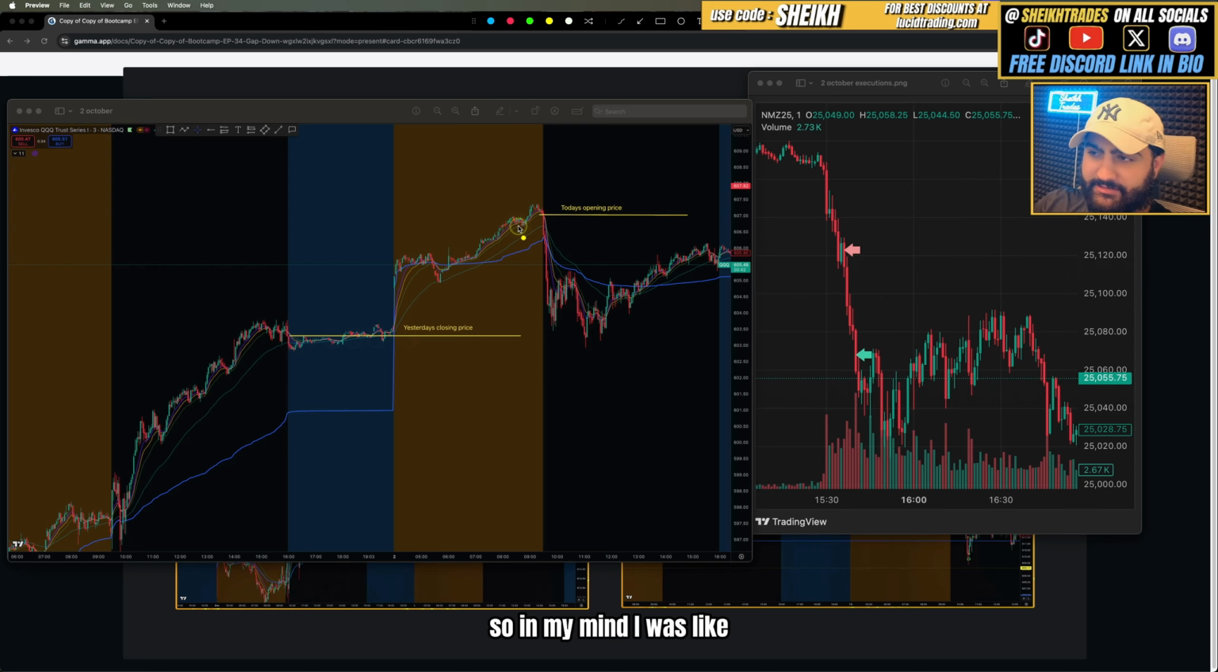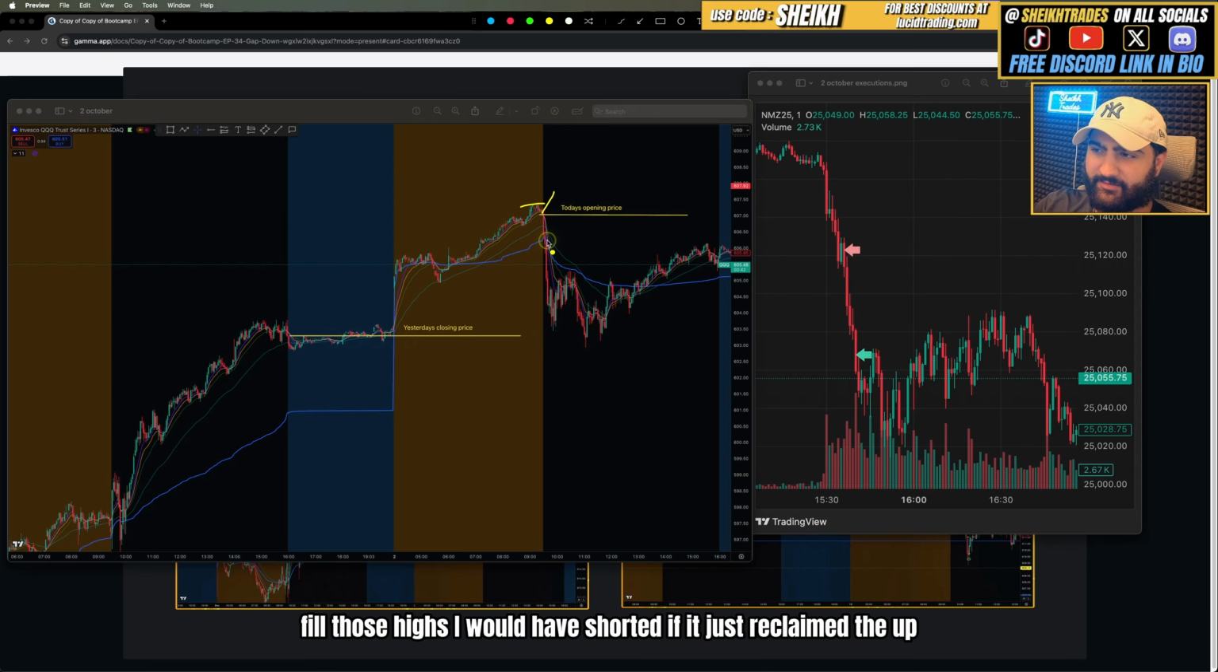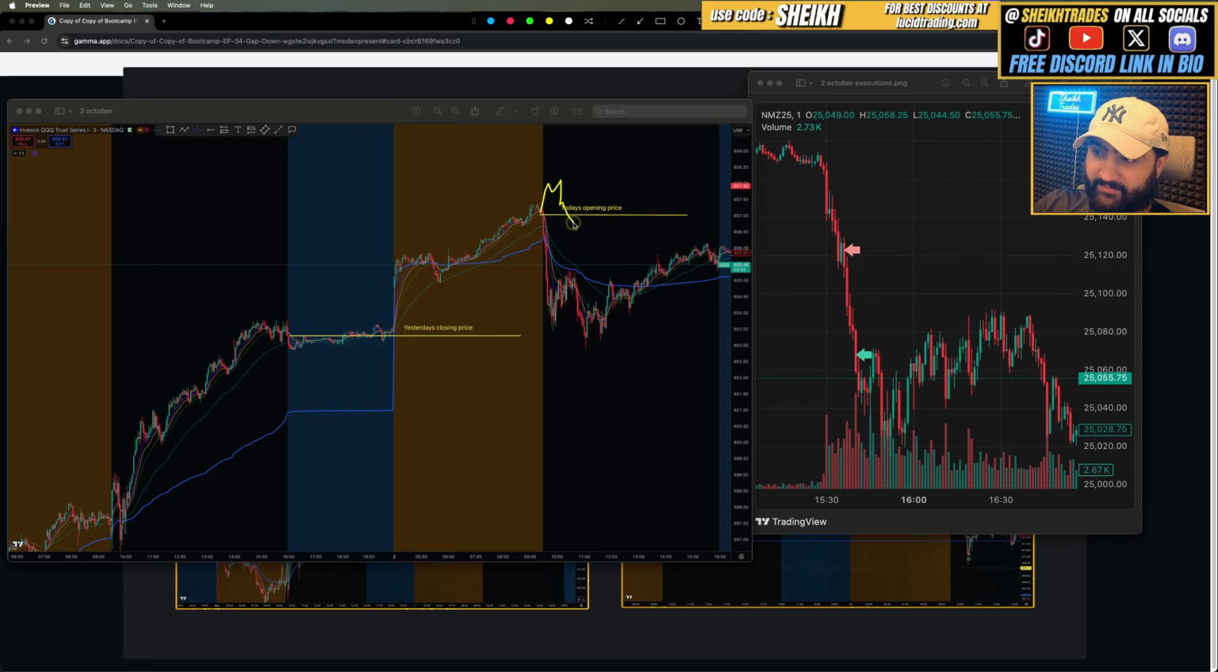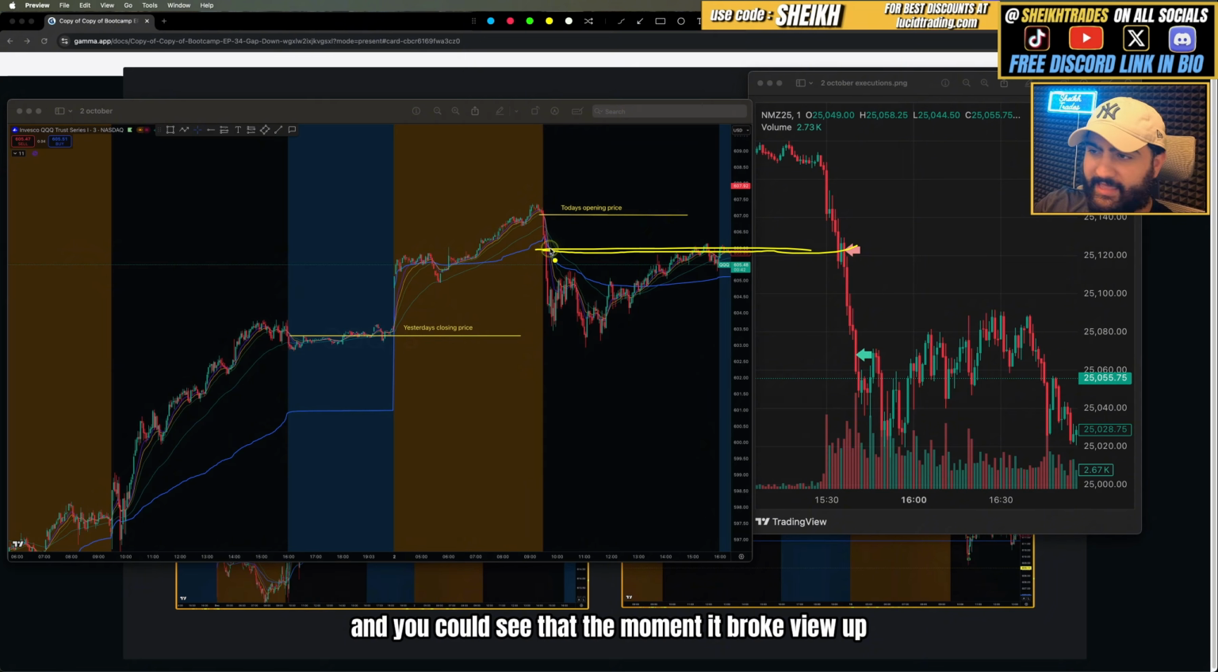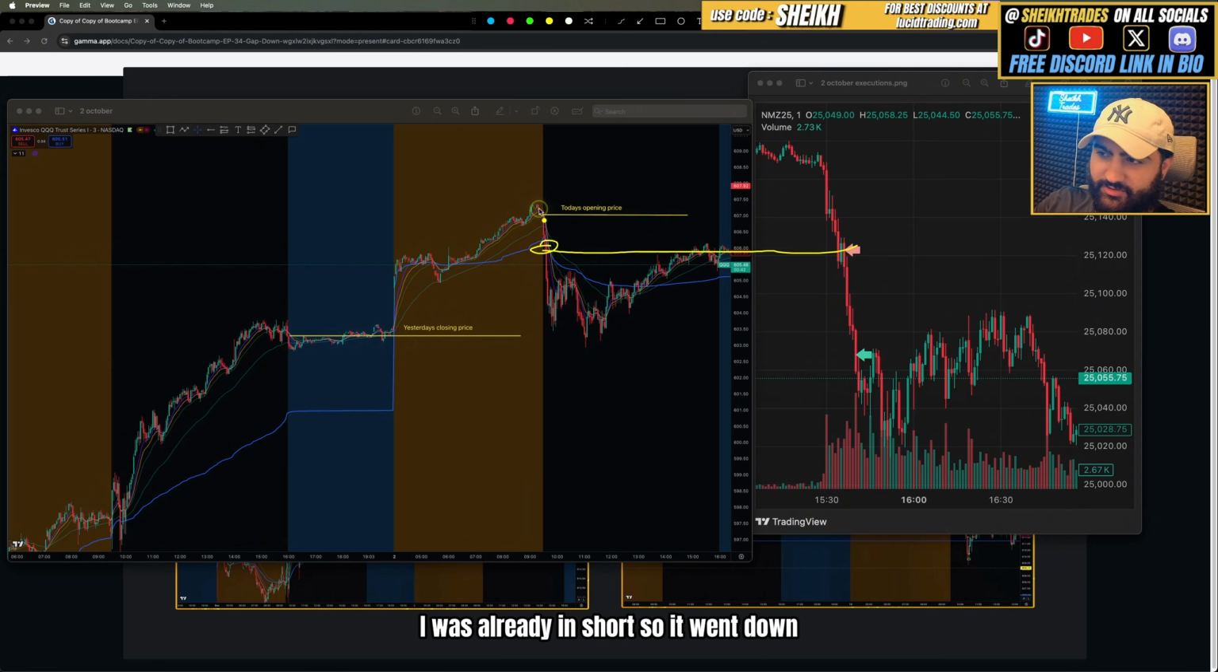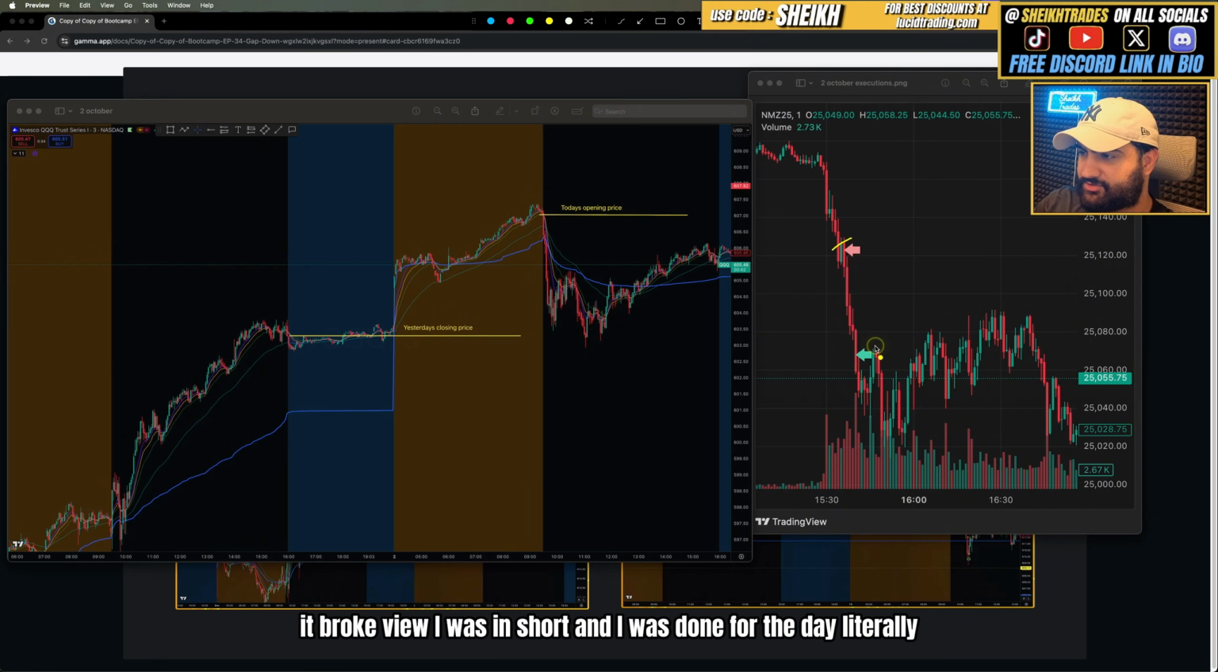So in my mind, I was like, okay, I definitely want shorts. If it popped all the way up, filled those highs, I would have shorted. If it just reclaimed VWAP, I would have shorted. So I was already looking for shorts, and you could see that the moment it broke VWAP, I was already in short. So it went down, it broke VWAP, I was in short, and I made my money. And I was done for the day. Literally.